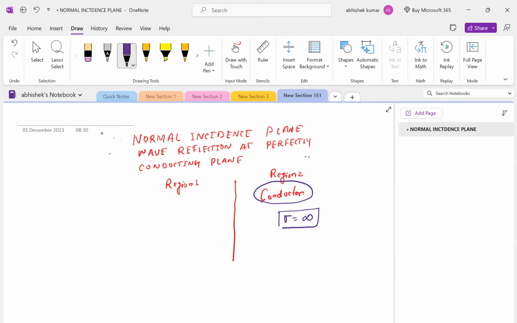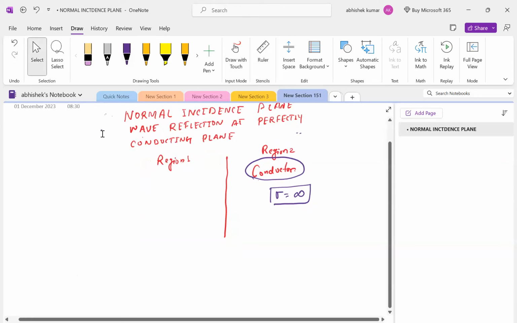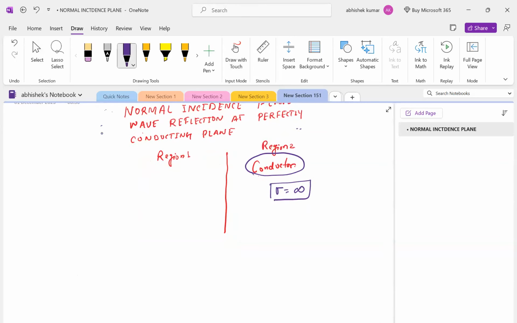So what happens in this type of case? If my electric field is incident on the interface of the medium, the field will get totally reflected back. So in the case of an interface between region 1 and region 2, in which one region is a conductor, the reflection coefficient is -1 always.